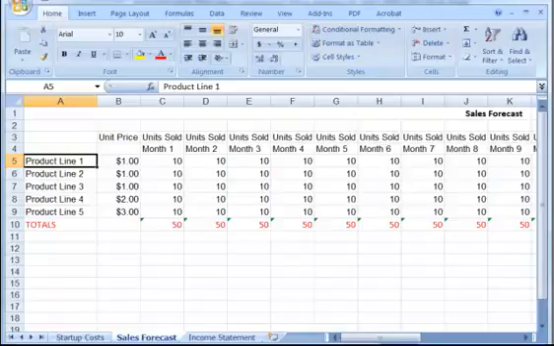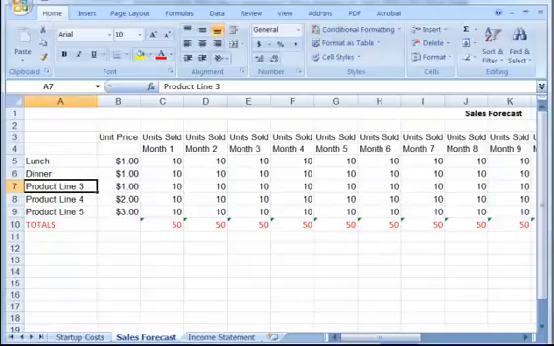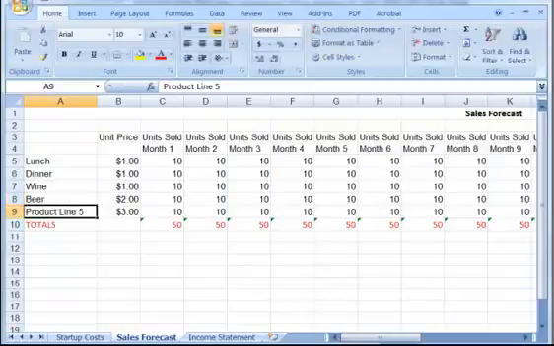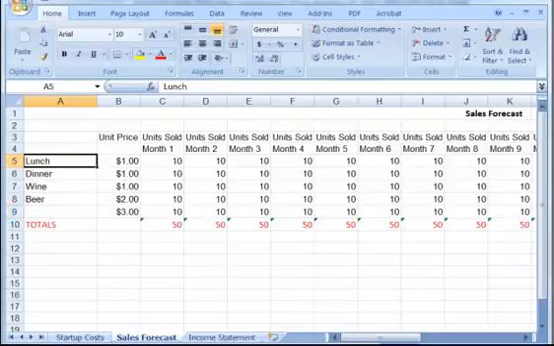I'm gonna do lunch, and I'm gonna do dinner, and then I'm gonna do wine and beer. We could do some other things. Maybe she was into catering, something like that, but I don't know that right now. So we'll just do these, and we'll just forget about this item here. We'll just do these 4.